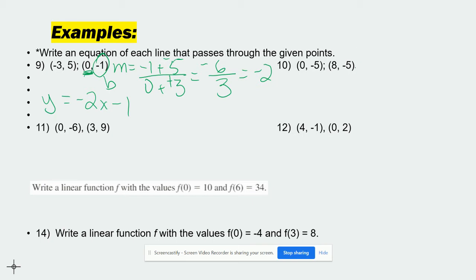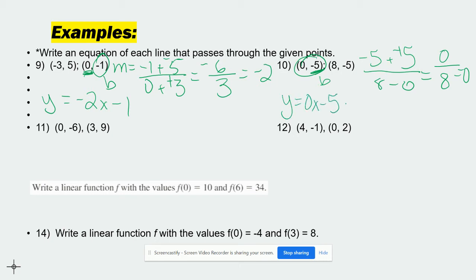For number 10, we have negative 5 minus negative 5 over 8 minus 0. Add the opposite. Negative 5 plus 5 is 0. 8 minus 0 is 8. 0 divided by 8 is 0. So our slope is 0. Here's our y-intercept right here at negative 5. So we have y is equal to 0x minus 5, which 0 times x is 0, and just leaves us with y is equal to negative 5.